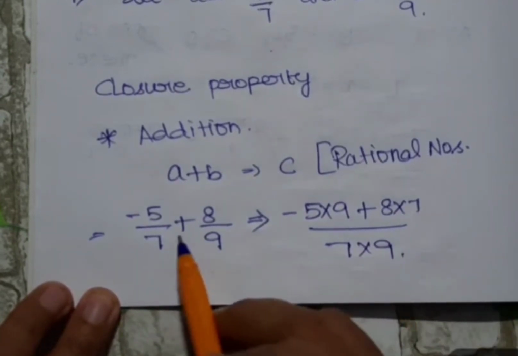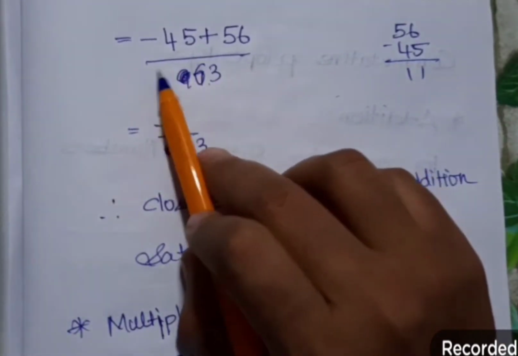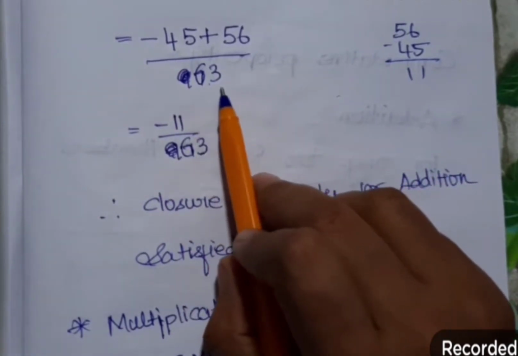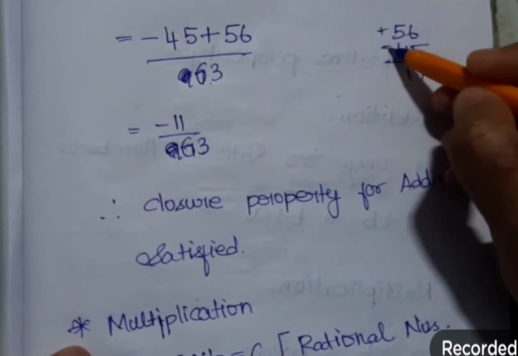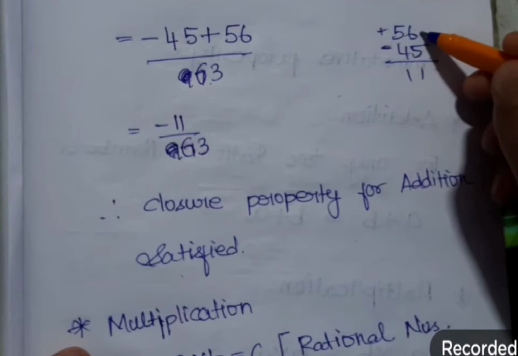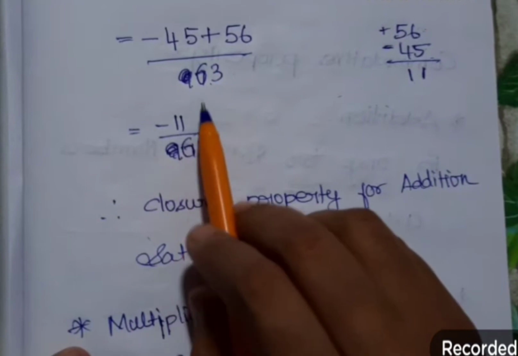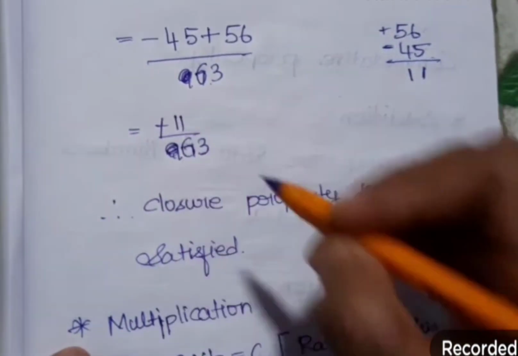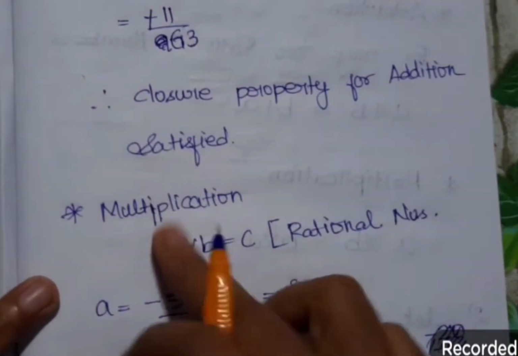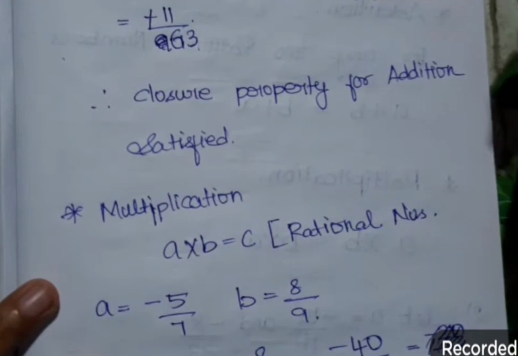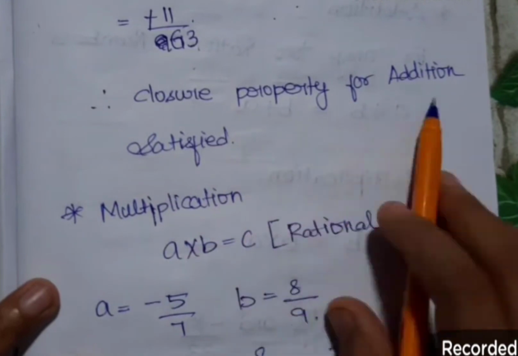So what answer? 9 5s are 45, plus 7 8s are 56, divided by 7 9s are 63. And the two signs are different, so you have to subtract these values. So plus 56 minus 45, different signs you have to subtract. If you subtract, you will get 6 minus 5 is 1, 5 minus 4 is 1, then the greater number's sign is plus, so 11. So plus 11 by 63. Then closure property for addition is satisfied or verified, because 11 by 63 is a rational number, it also belongs to Q.